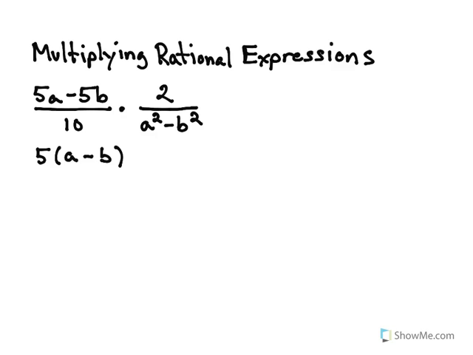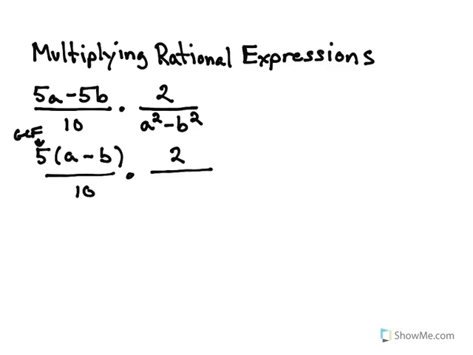And if you work backwards, if you take the 5 and then distribute with the a and the negative b, you're going to get 5a minus 5b. So it will check out. The GCF is going to be a 5. Okay? And the 10 stays the same. Now we look at the fraction to the right.